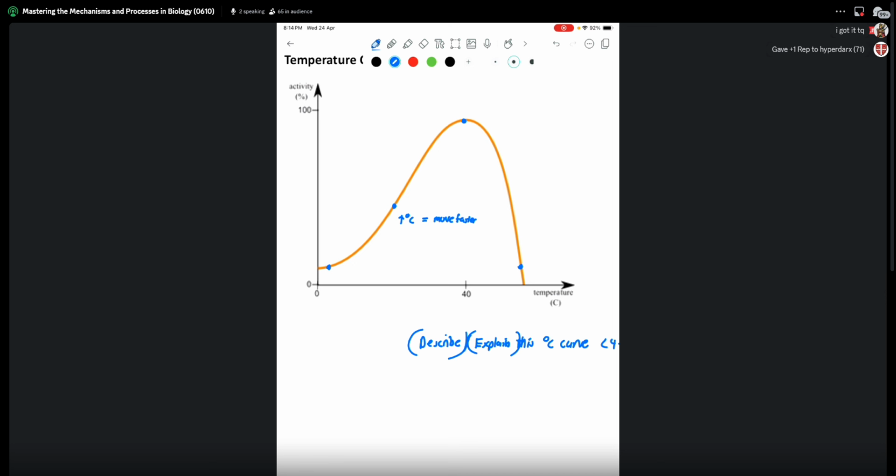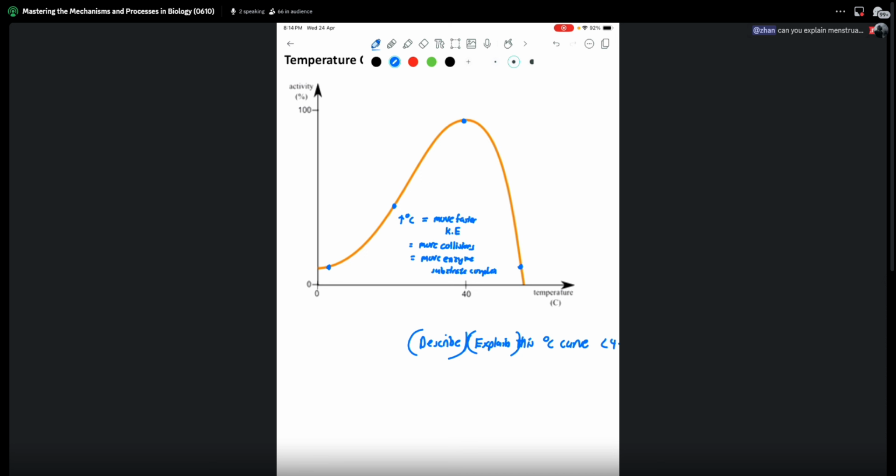So why it moves faster is because of the kinetic energy. When the kinetic energy increases, there will be more collisions, and we can also say they frequently collide with other particles, forming more enzyme substrate complex. So more enzyme substrate complex. These are some key points that you can use.